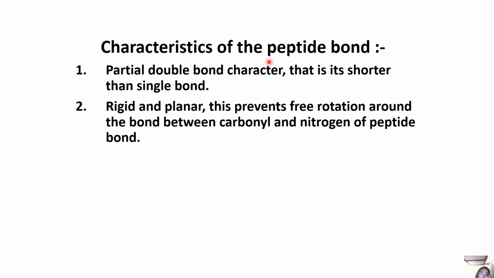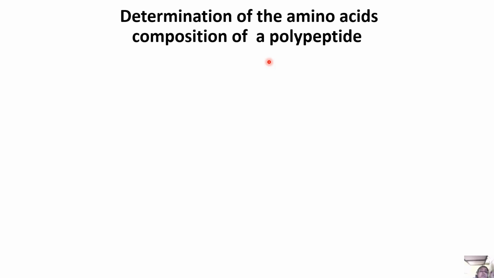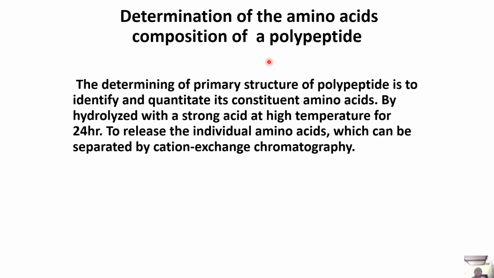So, what are the characteristics of the peptide bond? Partial double bond character, that is, it is shorter than a single bond. Rigid and planar, this prevents free rotation around the bond between the carbonyl carbon and nitrogen of the peptide bond. Trans configuration, because of the steric interference of the R groups when it is in the cis position. Uncharged but polar.